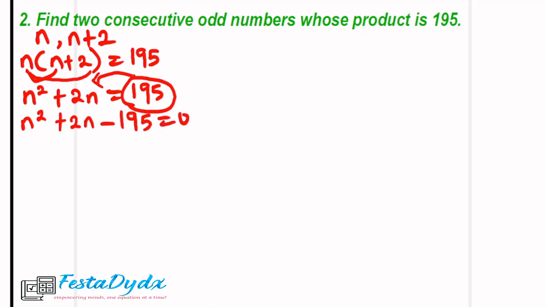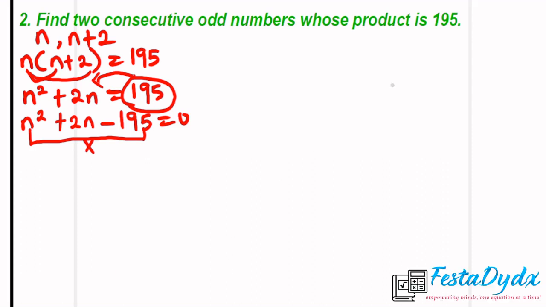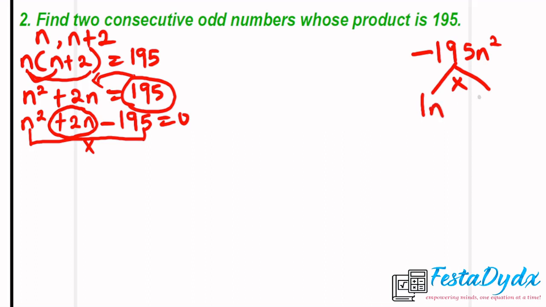So the next thing, I'm going to be using the factorization method. For the factorization method, I have to multiply the first value and the last value together. If I multiply them together, I'll be getting minus 195n squared. So I have to look for the factors that when I multiply them together, I will get minus 195n squared, but if I add or subtract, I must get plus 2n. Now let's start with the first number. So 1n times 195n. If I add or subtract, I cannot get plus 2n.